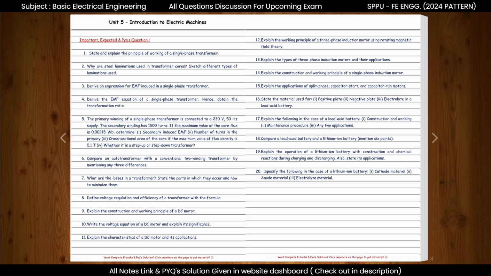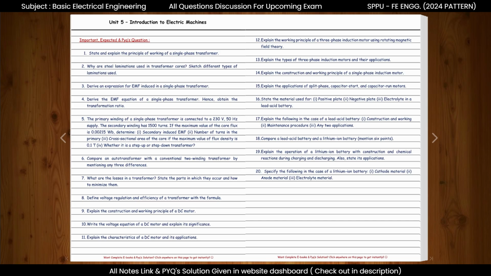Alright, let's move on to our next important topic. Explain the construction and working principle of a DC motor. A DC motor converts electrical energy into mechanical energy based on the principle that a current-carrying conductor placed in a magnetic field experiences a force. It has a stator that produces the magnetic field and a rotor or armature that rotates when current flows through it.